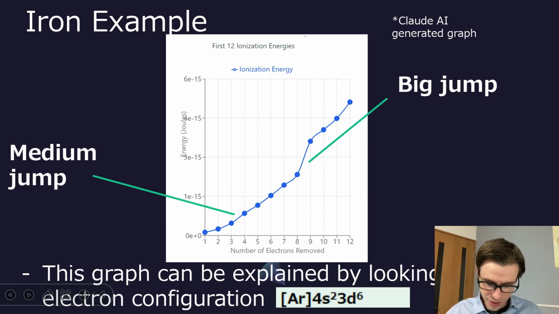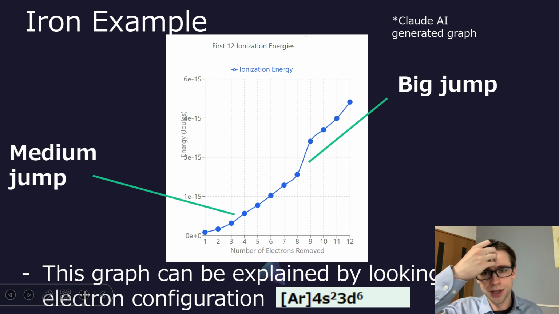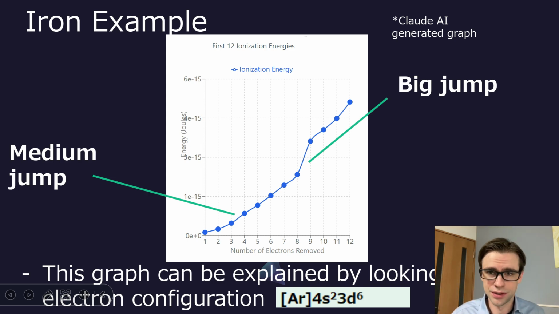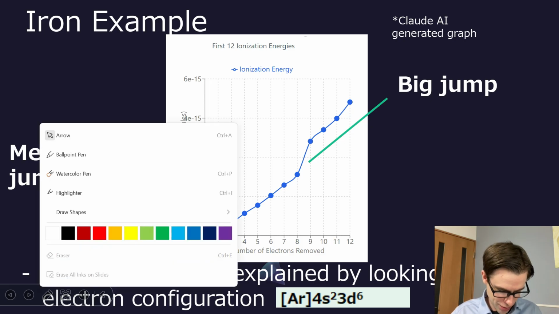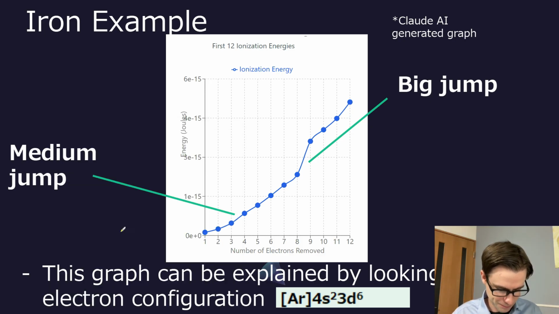So this graph can be explained by looking at iron's electron configuration. 4s2, 3d6. You'll notice that is exactly 8 electrons as well. So if you remove those 8, you get to the stable octet noble gas configuration of argon. If you try to remove the next one, that's where this big jump is on the graph. So I also have this bit of a medium jump there.